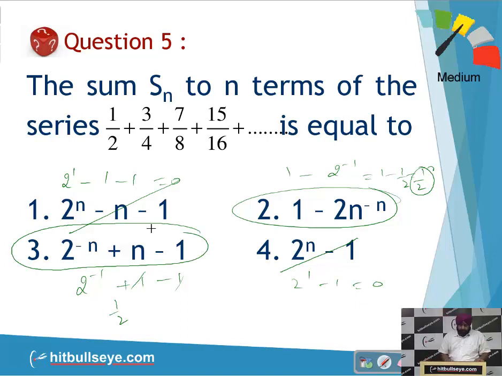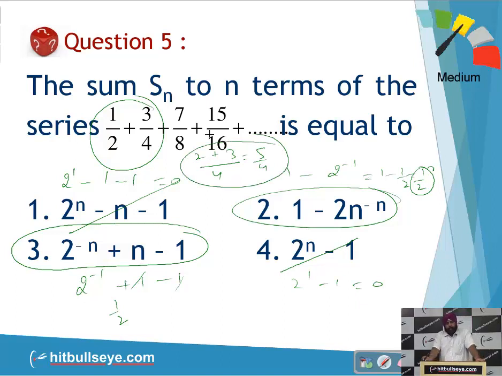Now we'll check for the two terms. 1 by 2 plus 3 by 4 is 2 plus 3, that is 5 by 4. The answer should be such that on putting n is equal to 2, we should get 5 by 4 as the answer. So on putting n is equal to 2 in this option, 1 minus 2 into 2 raised to power minus 2, so 1 minus 2 into 1 by 4, that is not the answer. On putting n is equal to 2 in this option, we get 5 by 4.